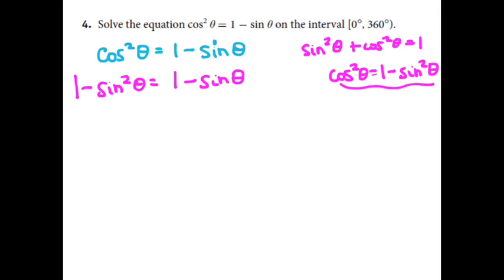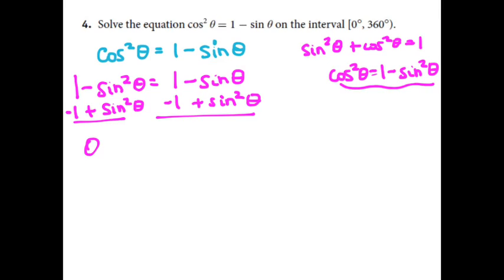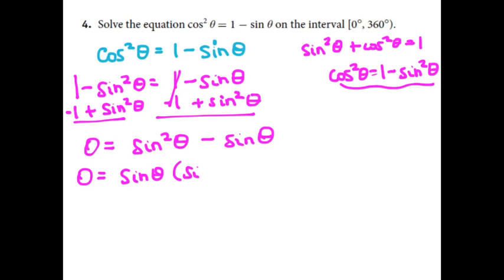Again, I see that we have a quadratic, so we need to get 0 on one side. I'm going to subtract 1 and add sine squared theta over to the other side, and get 0 here on the left. On the other side, I have 1 minus 1, so those subtract out. And then I have sine squared theta minus sine theta. And so now to solve, we're going to factor. Sine theta times sine theta minus 1. Set them both equal to 0.